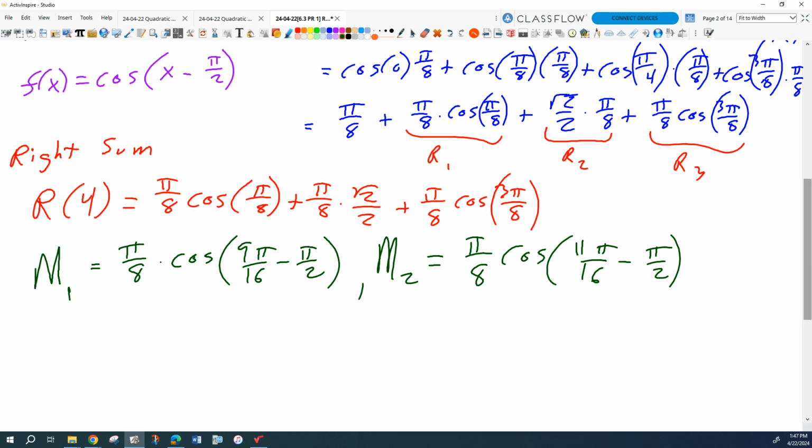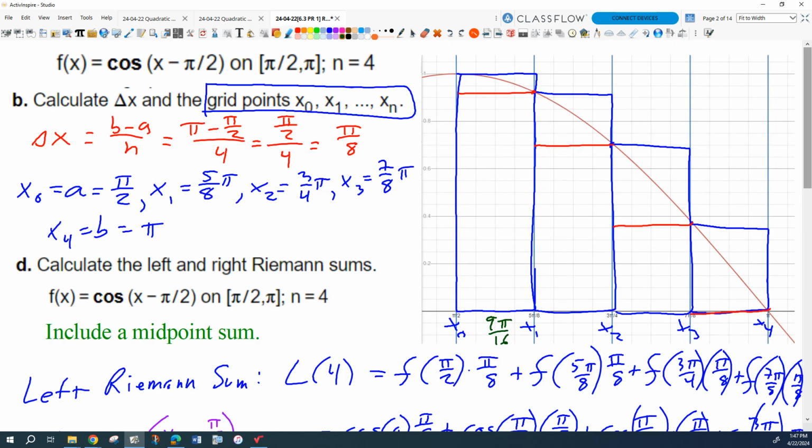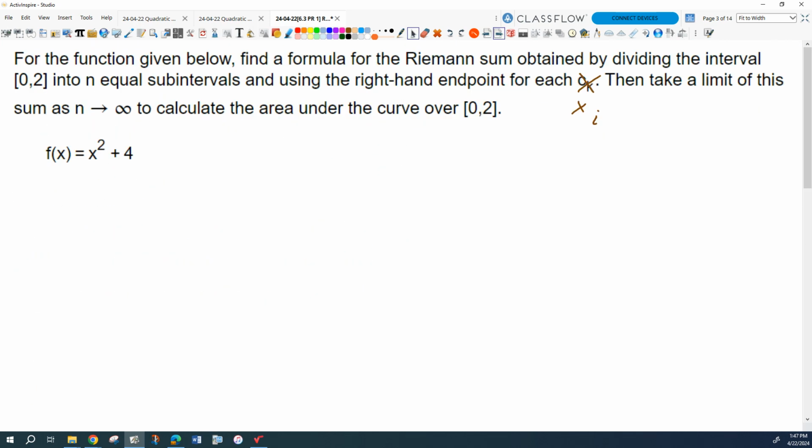So these are a pain, but when we have a small number of rectangles like that, don't bother trying to set up sigma notation. Just calculate all the individual areas and add them up. Okay, so then we'll abandon that. We don't want to spend more time on that.